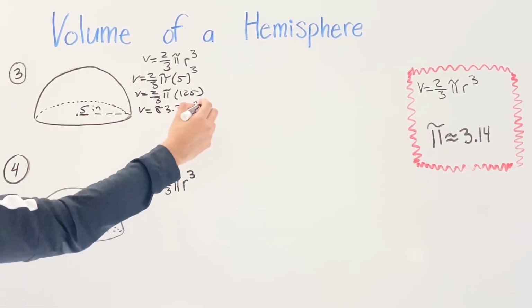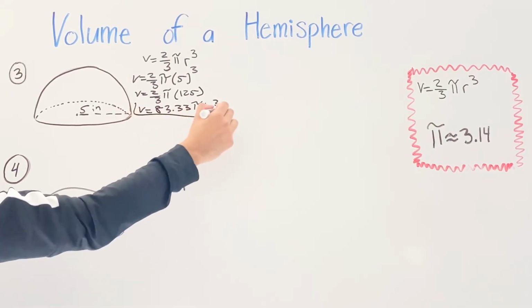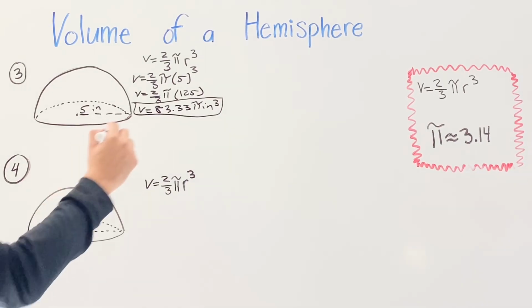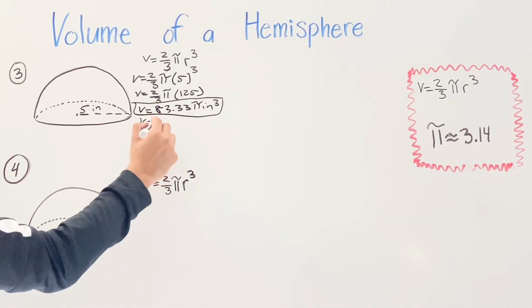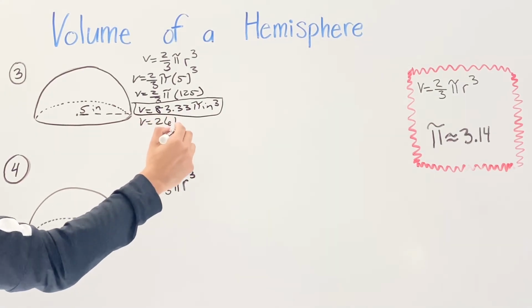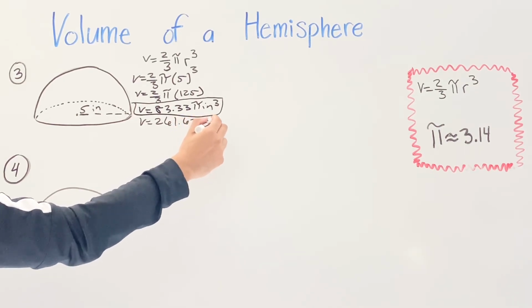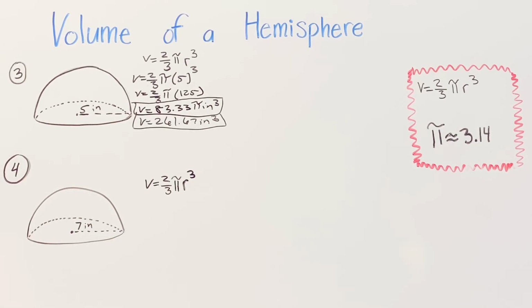pi inches cubed. Okay, and once again, if your teacher doesn't want that as your answer, multiply 83.33 times pi, which is going to give you 261.67 inches cubed. So either of these two will be a right answer.